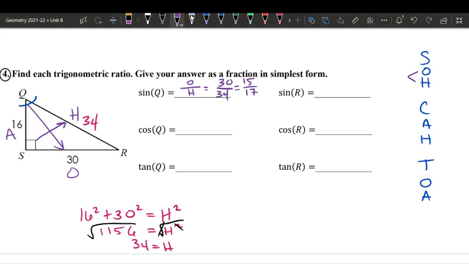All right, so then the cosine of angle Q. If I look at the C for cosine, cosine is A on top of H. And A is 16, and I said that H was 34. So it's 16 over 34. Again, if I divide those both by 2, I end up with 8 over 17.